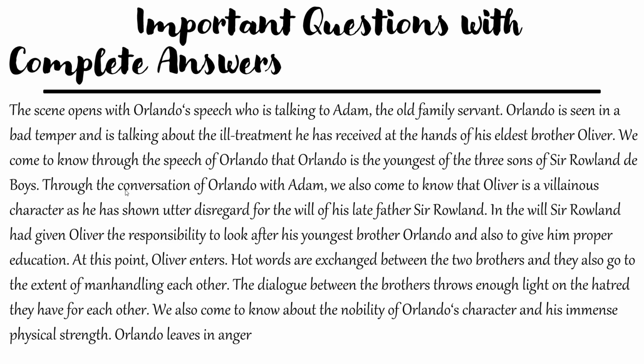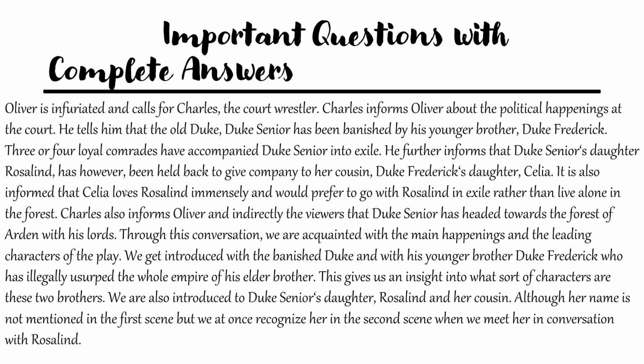In this paragraph, we are talking about the conversation between Adam and Orlando, which is overheard by Oliver. And then we talk about Charles the wrestler, who is introduced into the play after the conversation. Charles informs Oliver that he is a very skilled wrestler, and Oliver should tell his brother not to fight him because he'll kill him. So we're talking about Charles, the court wrestler, here, and the entire conversation is written.